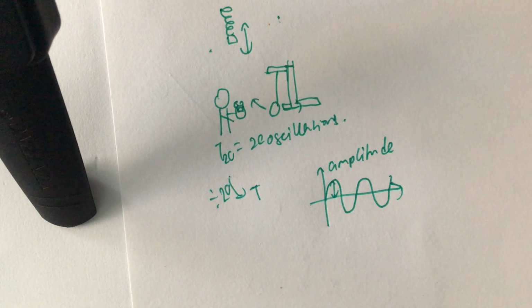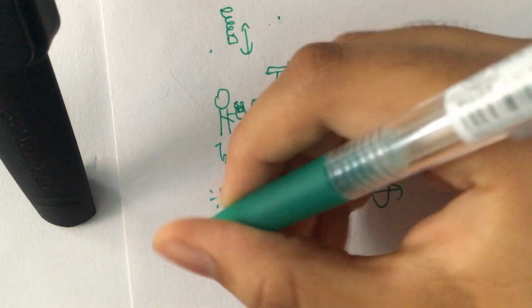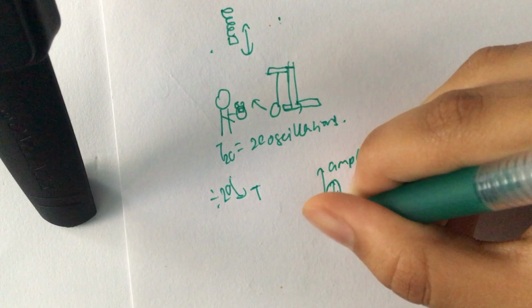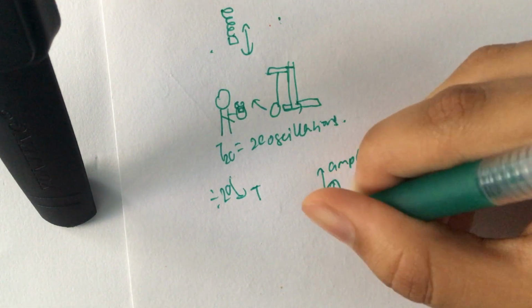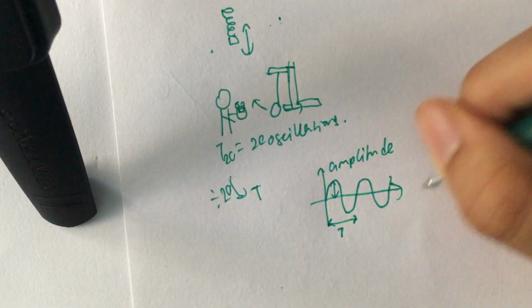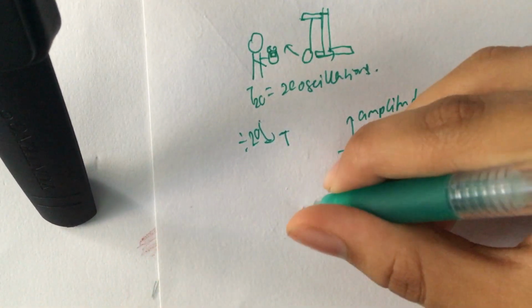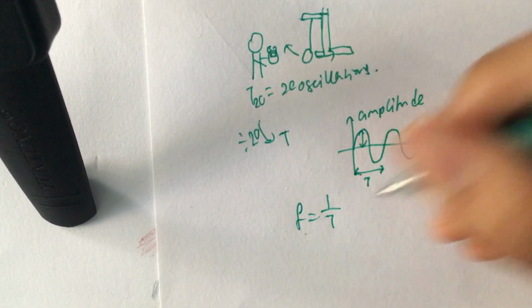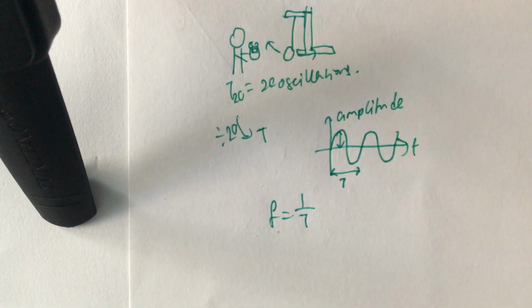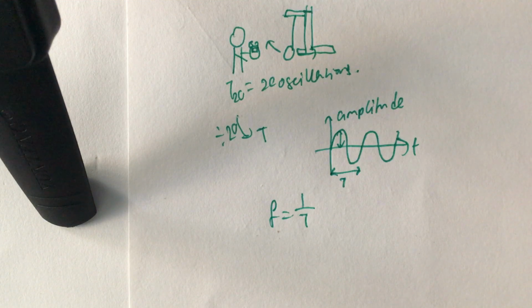Then the period would be the time that it takes to complete one oscillation, which is usually represented by a capital T. Frequency is 1 over the period because it tells how many oscillations it finishes within 1 second, or 1 minute or something based on your units. If you're using seconds, it will be hertz.